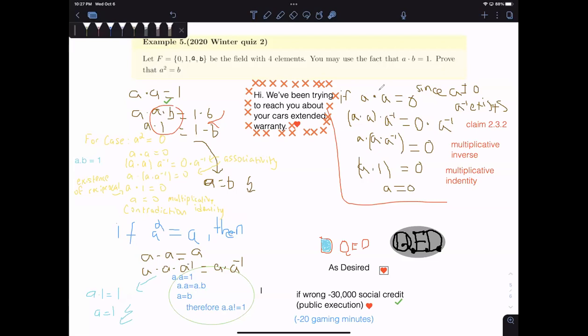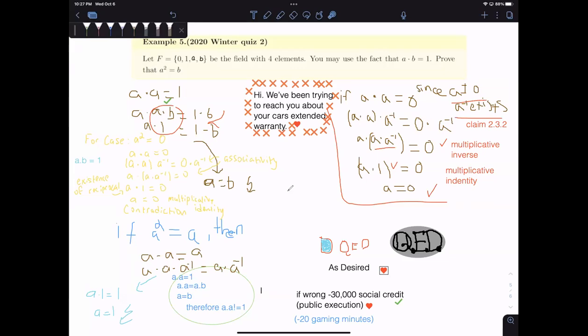If a times a equals 0, then we multiply both sides by a inverse. Okay, and then we have a inverse times 0, and this equals a times 1, which is 0. So a equals 0. Okay, nice, so this is pretty good. And you talked about a inverse exists. So now we know a squared cannot be 1, cannot be 0.